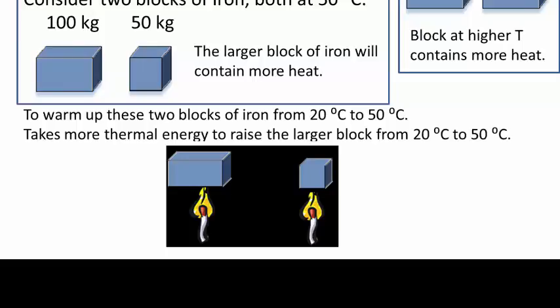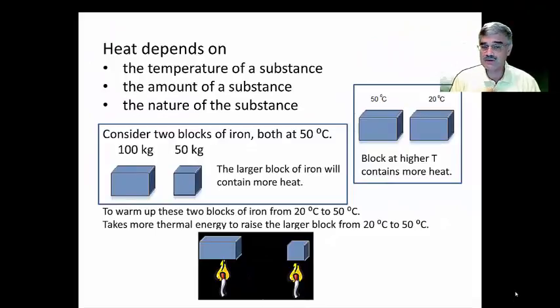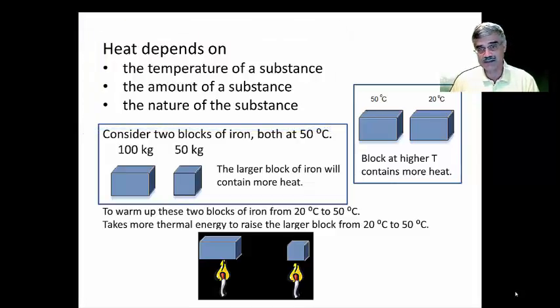If you look at the drawing at the bottom, where you have a constant input of thermal energy to these two blocks, it takes longer to heat up the larger block, or it takes a larger input of energy from another source. So to summarize, the heat or the thermal content of an object depends upon its temperature, the amount of that substance, and it also depends on the nature of the substance, which we'll talk about in the next slide.